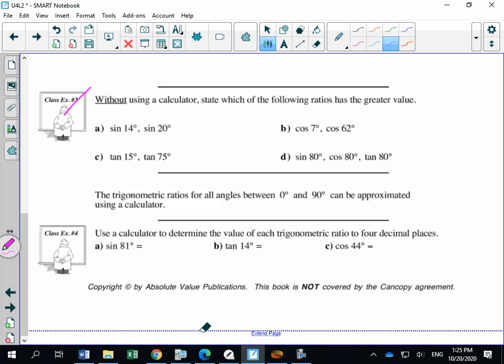Okay, so Cade, what did you get for sine of 81 degrees? Yes. And Antonio, the tan of 14 degrees? Yes. Lucas S., the cos of 44 degrees? Yes. 0.7193. Okay, flip your page.